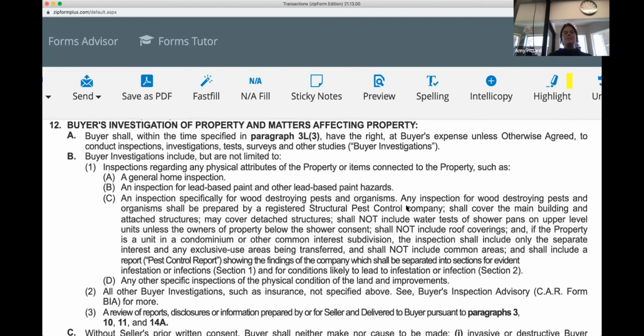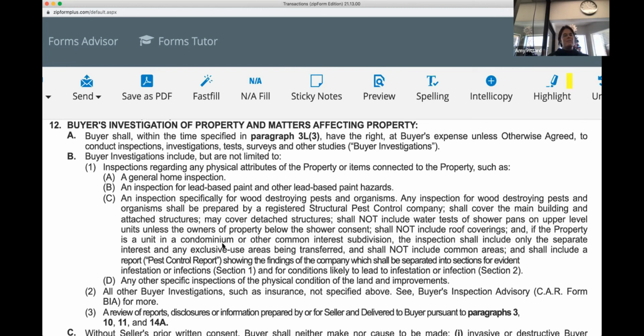such as a general home inspection, an inspection for lead-based paint and other lead-based paint hazards, an inspection specifically for wood-destroying pests and organisms. Any inspection for wood-destroying pests and organisms shall be prepared by a registered structural pest control company, shall cover the main building and attached structures, may cover detached structures, shall not include water tests of shower pans on upper level units unless the property owner below the shower consents.